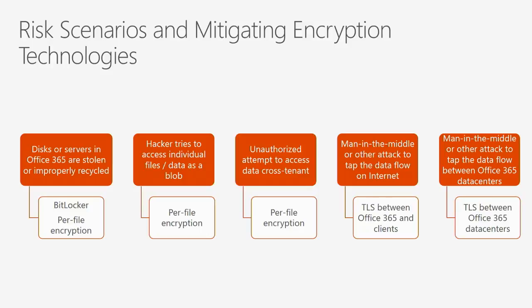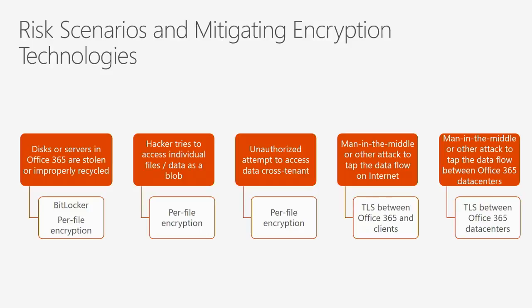If a hacker tries to access an individual file or data through some sort of API that exposes it as blob data, again, the per-file encryption will simply render that unintelligible for them. There's nothing that they could do at that point to decipher or decrypt that data.